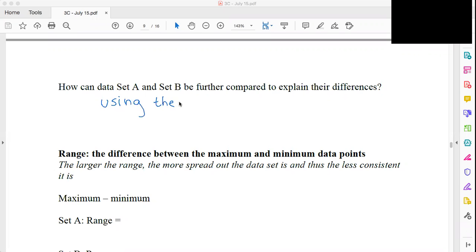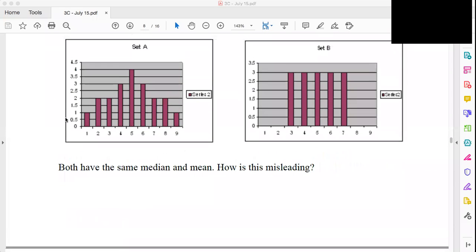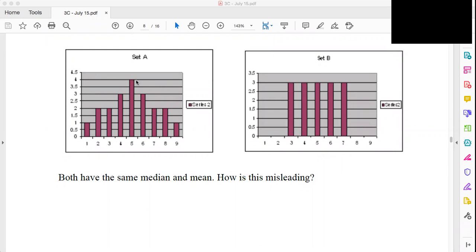Those two had the same mean, like we said, and when you put it into a graph, it looks totally different. So we use what's called the range to compare. The range is the difference between the maximum and the minimum of the data set. So you do the maximum point that you have minus your minimum point. I'm going to clear this so we can look at the graph and look for the range for the first one.